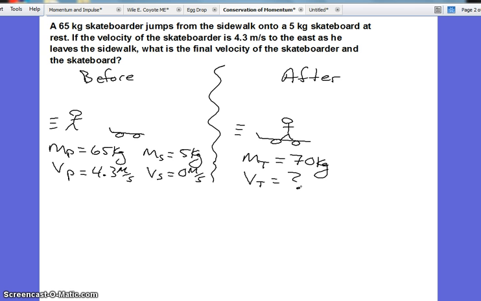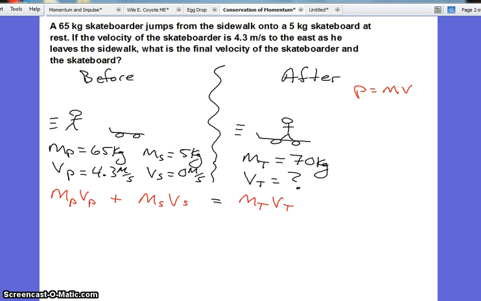So we have conservation of momentum, which says that the total momentum in the beginning is equal to the total momentum at the end. And remember that momentum is mass times velocity. So what we'll do here is the mass times velocity of the person plus the mass times the velocity of the skateboard. The total momentum in the beginning is equal to the total momentum at the end. Now in the end, there's only one object moving together. So the skateboard and the person are moving together at the end, so there's just one thing moving. So just one m times v at the end.